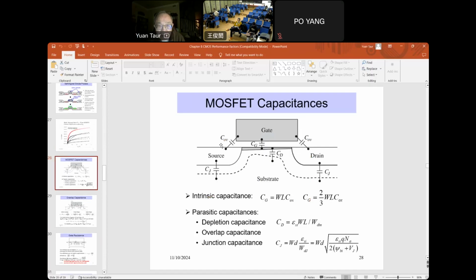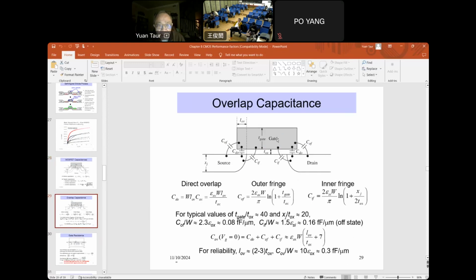Okay, and then C overlap is even worse. We'll discuss this effect in the next few charts. But here are some standard formulas for the depletion capacitance under the channel and also the junction capacitance of source and drain. Okay, so this chart is focused on overlap capacitance.